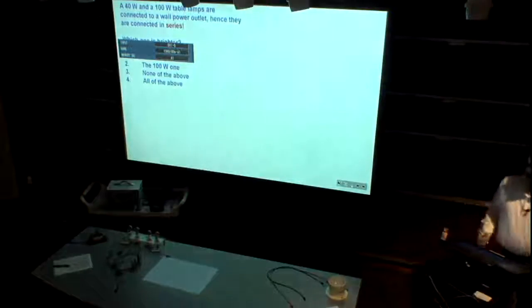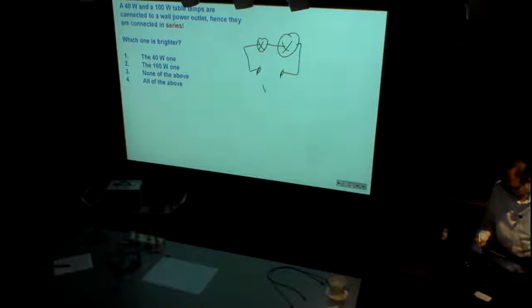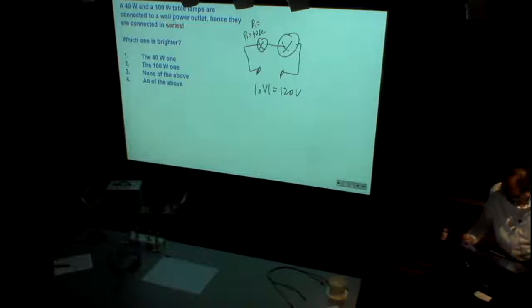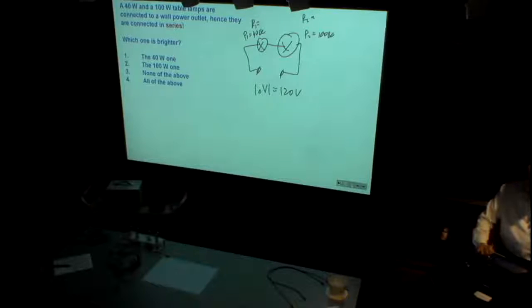And now, if we compare the power, okay. So now the situation is different. That's the same voltage. Now, let's call it R1. Actually, we don't know the resistance, but we will find it. And this will be P1, a 40 watt bulb, R2, P2, a 100 watt bulb. What do they share now? Electric current.